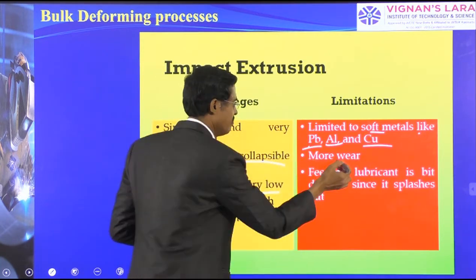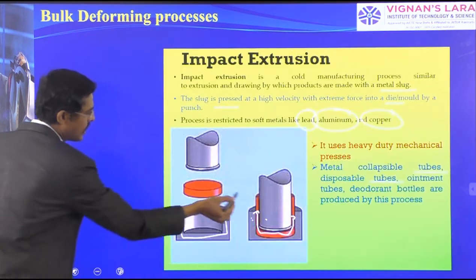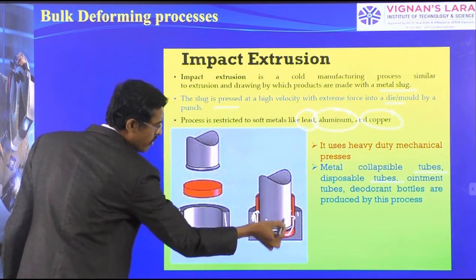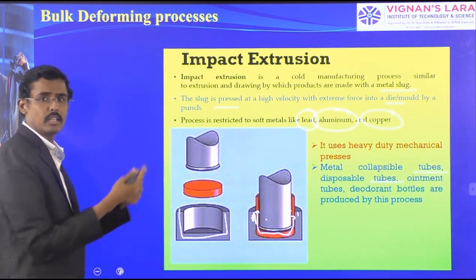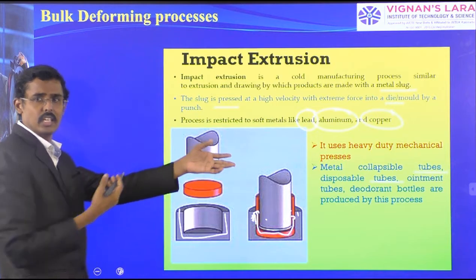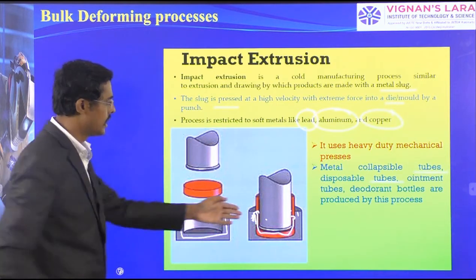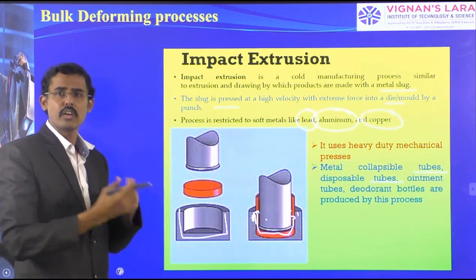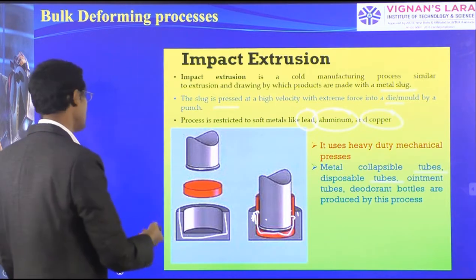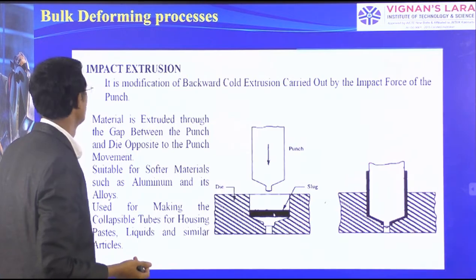There is more wear. Where is the wear? Here there is wear, where the billet material contacts the punch and the die. So the die may wear and the punch may wear, and we should frequently change them. Those are some of the limitations.